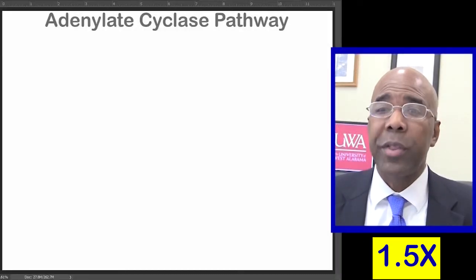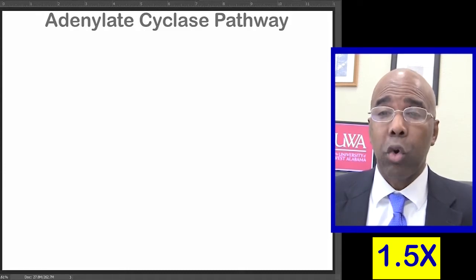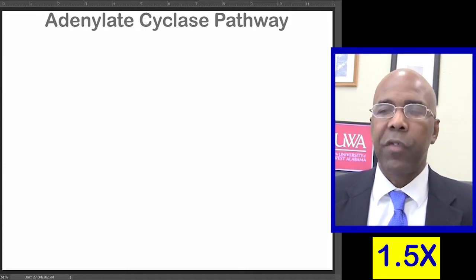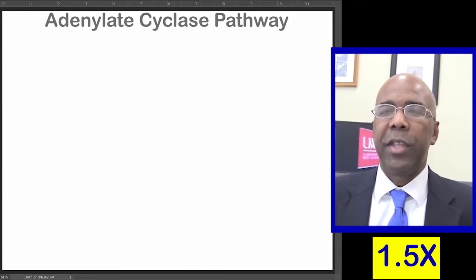Fellow students, today we're going to continue with our hormone actions. We've covered the action of the hydrophobic hormones. In the next two lectures, we'll cover the actions of the hydrophilic hormones. There are two prevailing mechanisms that the hydrophilic hormones use to exert their effect on the target cell. One of them is the adenylate cyclase pathway, and the other one is the phospholipase pathway. And so in this lecture, we'll cover the adenylate cyclase pathway.